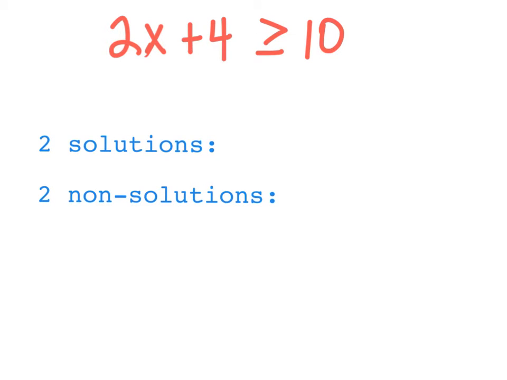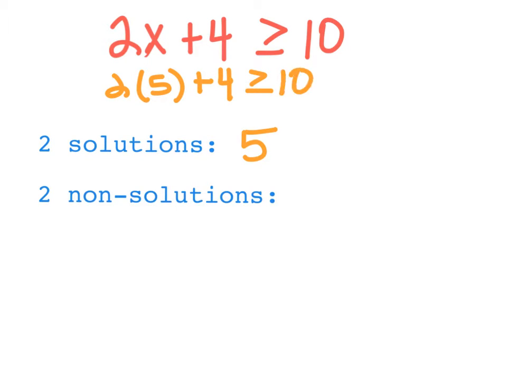Okay, so I'll give you an example of a solution. Maybe I pick 5. If I plug a 5 in for x, it would say 2 times 5 plus 4 is bigger than or equal to 10. If I did that, I'd get 10 plus 4, which is 14, and that is bigger than or equal to 10. So that is a solution.